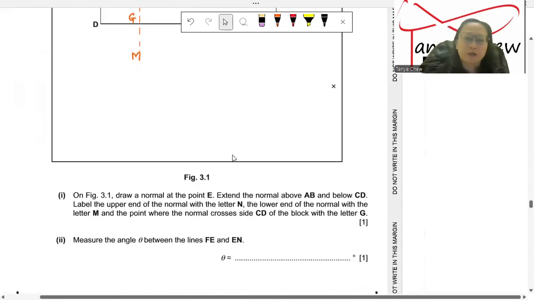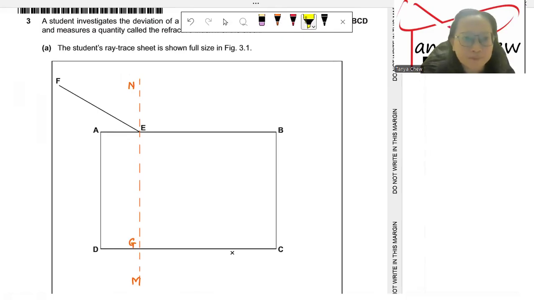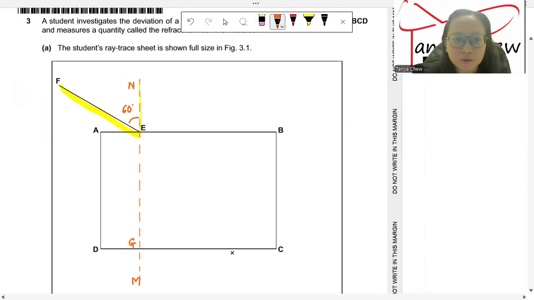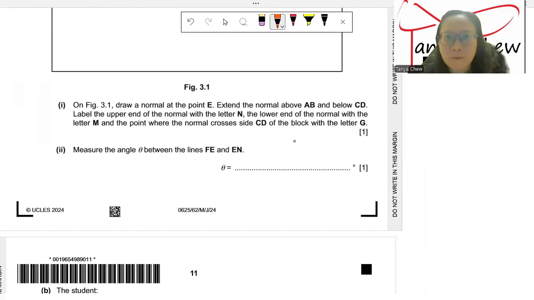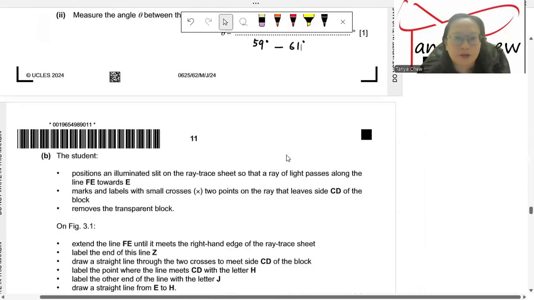Measure the angle between the lines FE and EN. This is your FE, this is your EN. All you need to do is place your protractor here. I got 60 degrees from my protractor. The answer that could be accepted is 59 degrees to 61 degrees. The range is quite small, so you have to make sure that you measure it as accurately as possible.